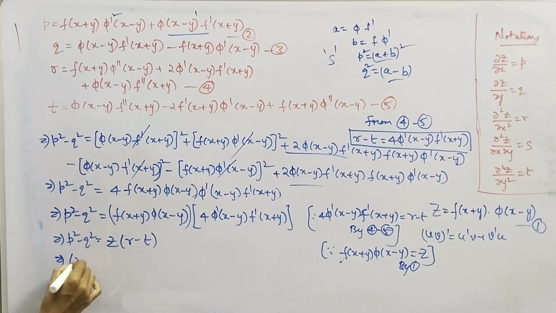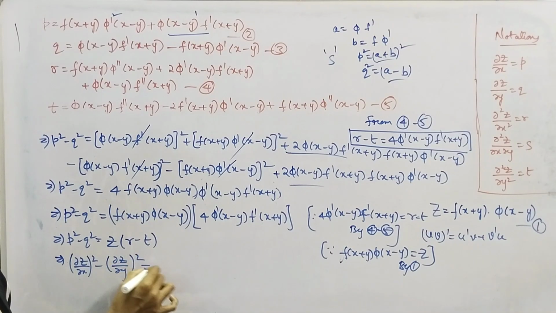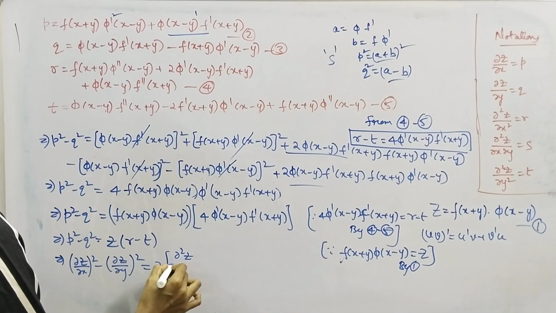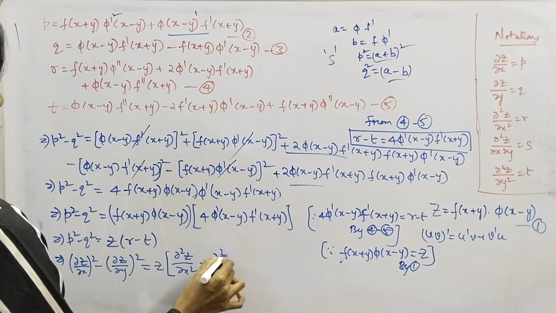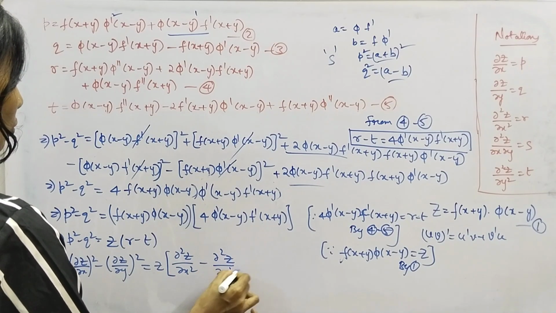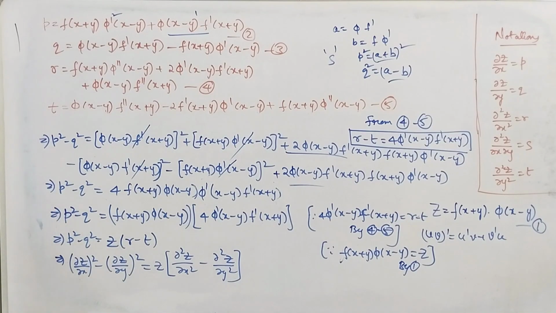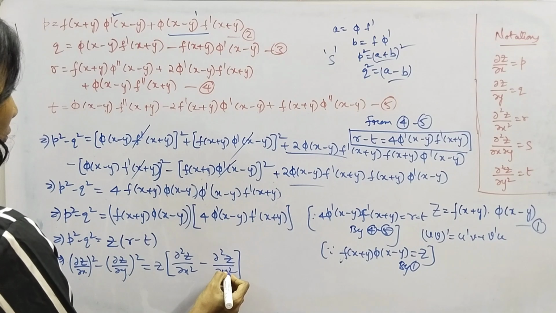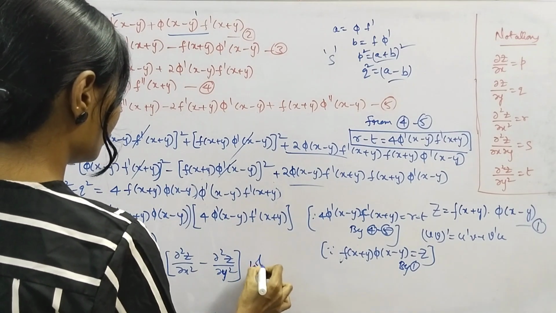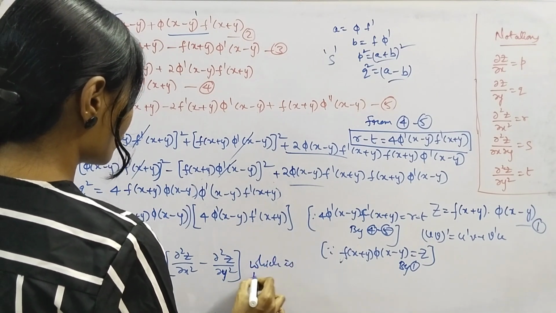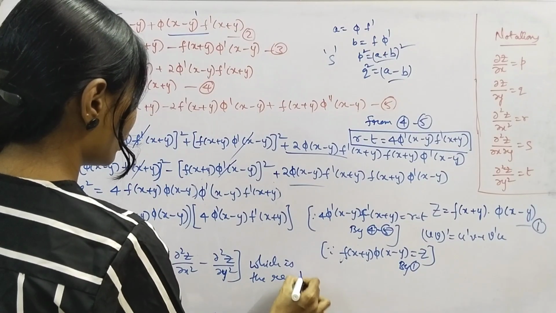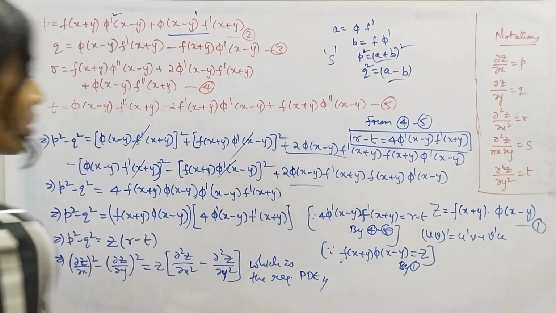We know that p is nothing but dou z by dou x. You'll get dou z by dou x whole square minus dou z by dou y whole square equal to z times, r is nothing but dou square z by dou x square, minus t is nothing but dou square z by dou y square, which is the required partial differential equation, and this completes the problem.